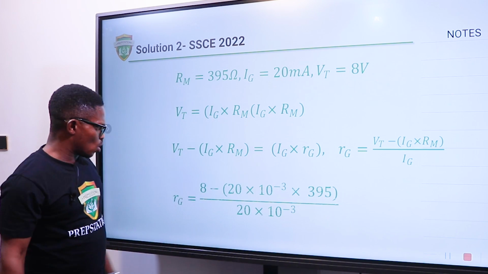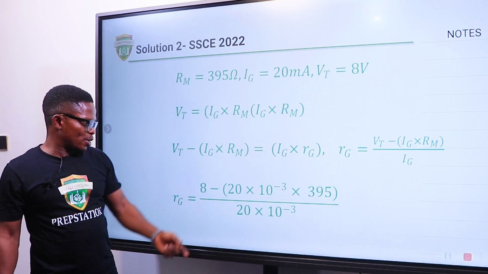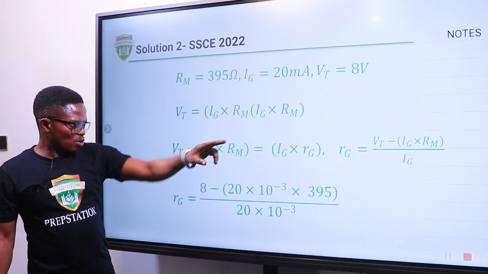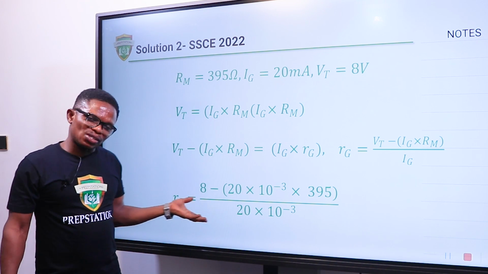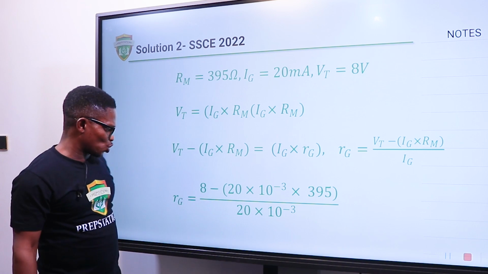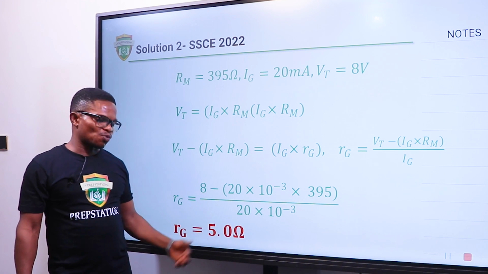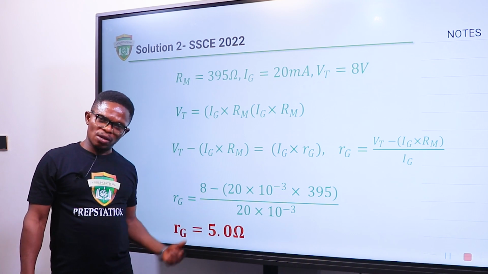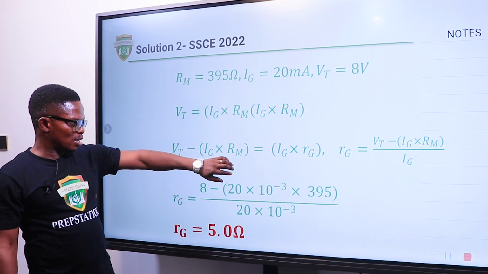Now, when you do all of that, this is it: the arrangement of the substitution of those values. So replace those symbols with the numbers. And then at this point, just use your calculator and play with these numbers, and then your final answer will be up. All right, so the final answer is 5.0 ohm. So that was how we got 5.0 ohm in solving that question.